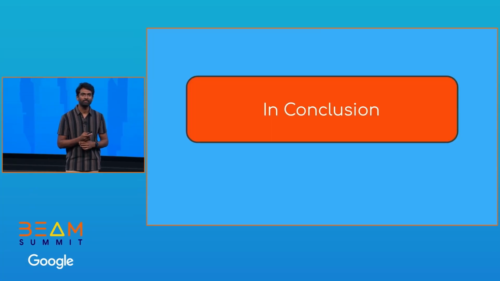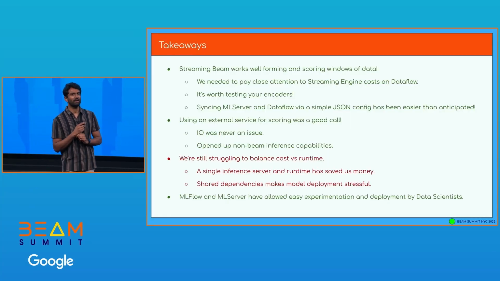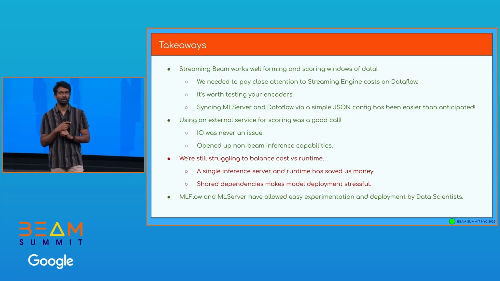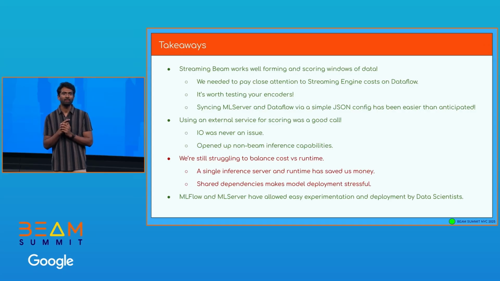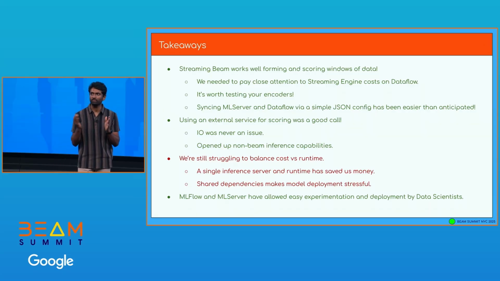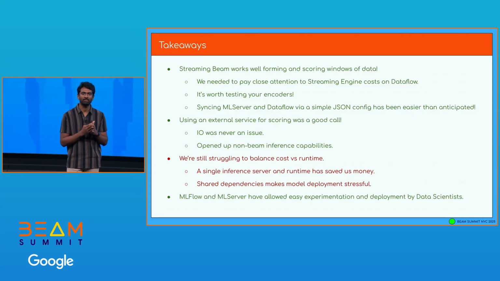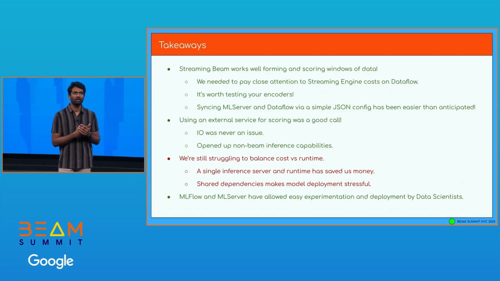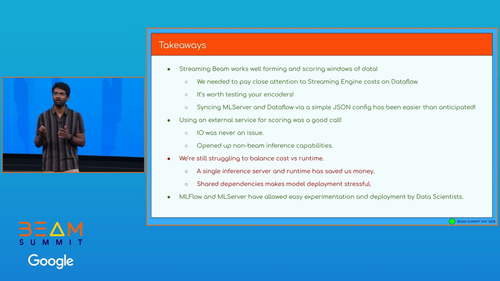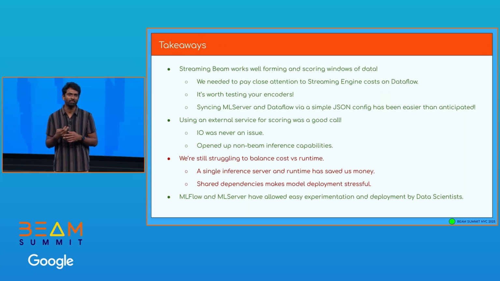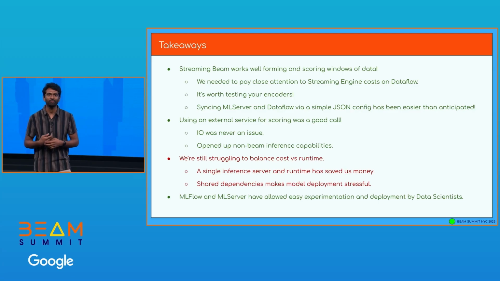So in conclusion, our takeaways are we had to pay close attention to our streaming engine costs on Dataflow to make our product scalable. But scoring the windows, forming the tensors and scoring, making all the transformations within Beam is very efficient. If you think about it, if it's a 5-minute window and say 50 features, it's close to 15,000 data points. All of that processing is happening very seamlessly within Beam. And it's definitely worth testing your encoders. You might also get a 90% or 95% discount on your costs.